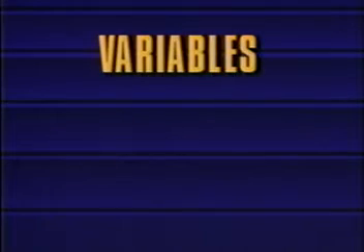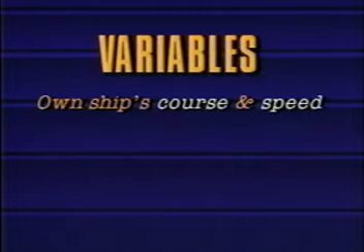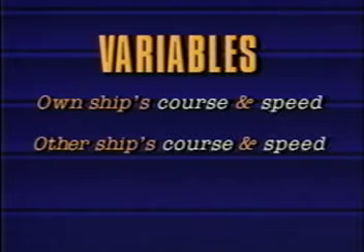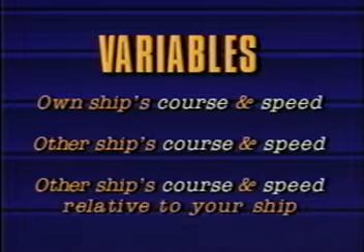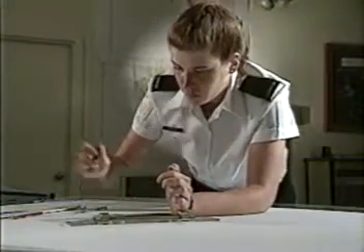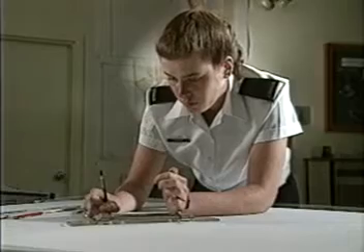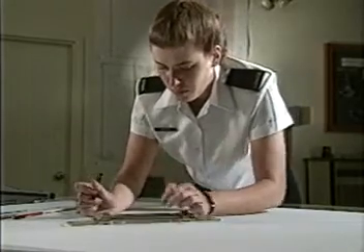There are 6 factors or variables that affect relative velocity. These are your own ship's course and speed, the other ship's course and speed, and the other ship's course and speed relative to your ship. If any 4 factors are known in any combination, you'll be able to calculate the relative velocity. This is done by plotting ships' movements to create what is known as a RELVEL triangle.